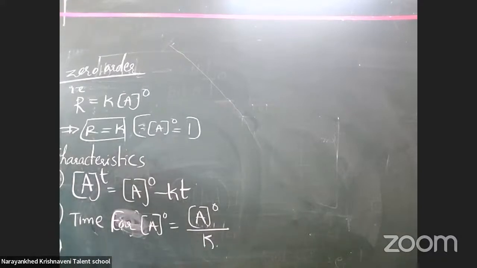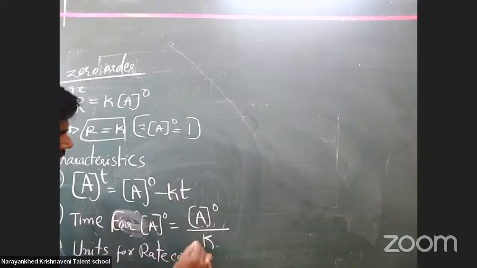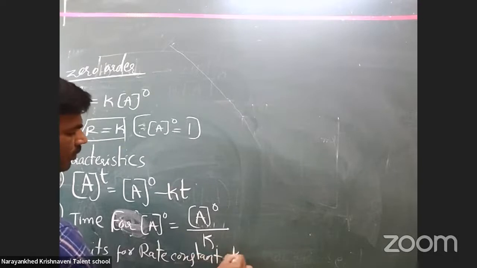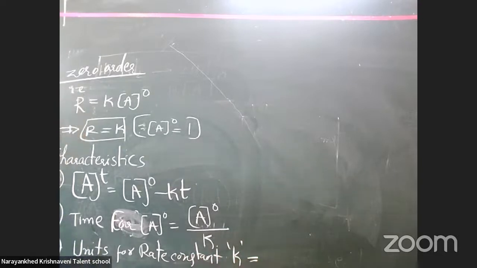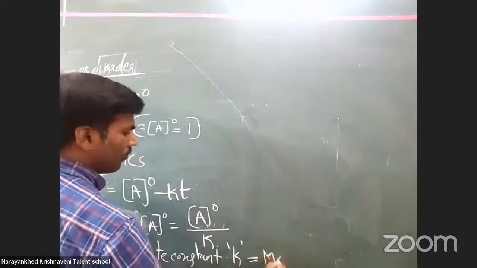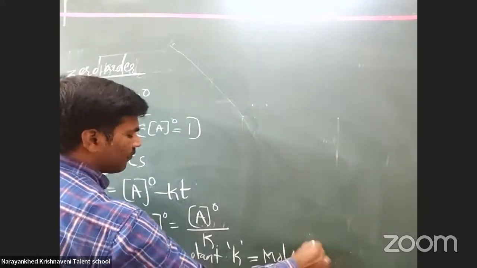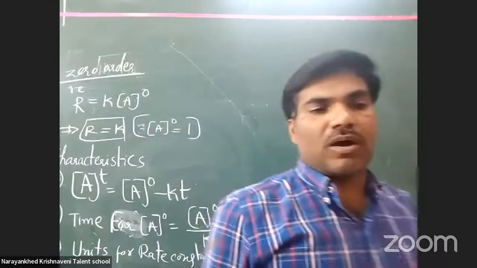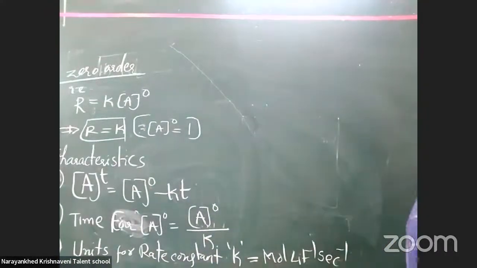Next, one more point: the units for the rate constant k. The unit for the rate constant k is mole per liter per second. These are the important things to note down for a zeroth order.